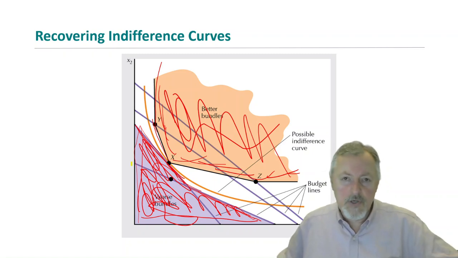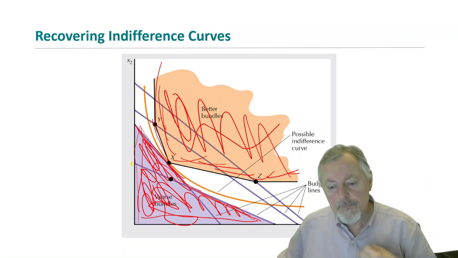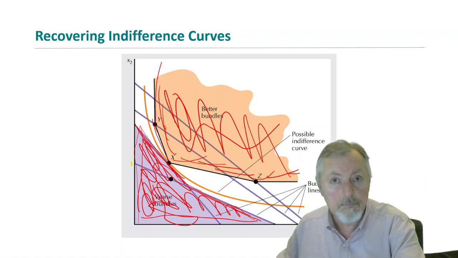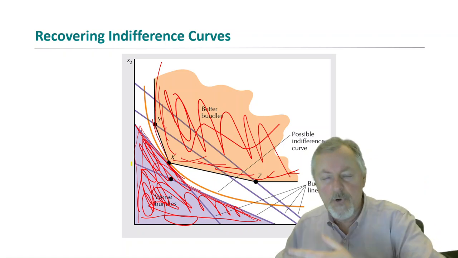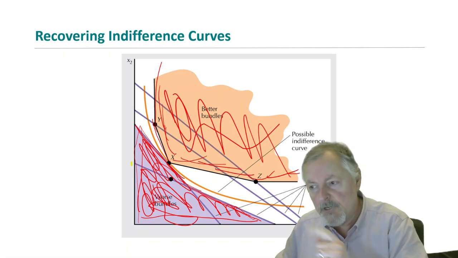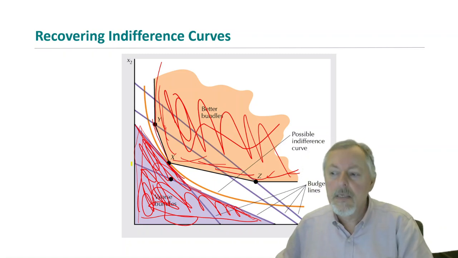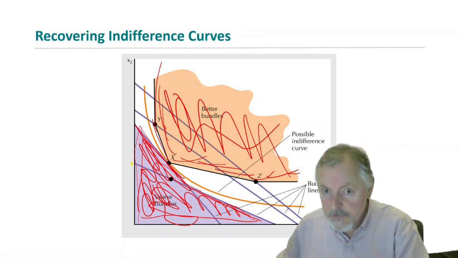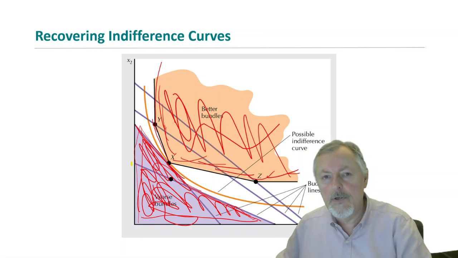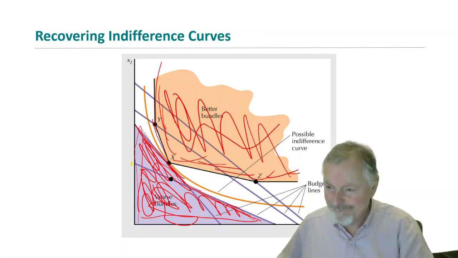So, as we saw before, if you're just given preferences, you can predict choices, but you can also go the other way. Given choices, you can predict preferences.